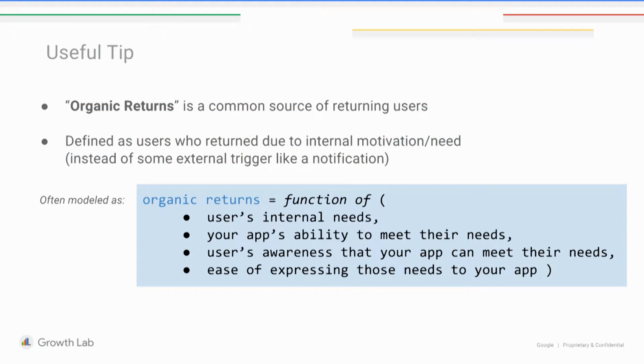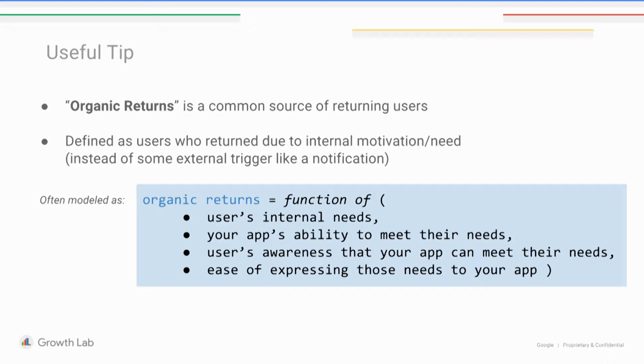One really important tip is this notion of organic returns. You're always going to have people who come back because they're finding value in the app and they have an internal motivation to do so, rather than because we prompted them with an email or a notification or something else. And the way to think about this is it's a function of your user's internal needs. Now, we can't really do too much about that, but we can about the rest of the things here, which is it's also a function of your app's ability to meet their needs. That's just the functionality in the app itself. So if we want to increase organic returns, one potential lever is the functionality of the app itself.